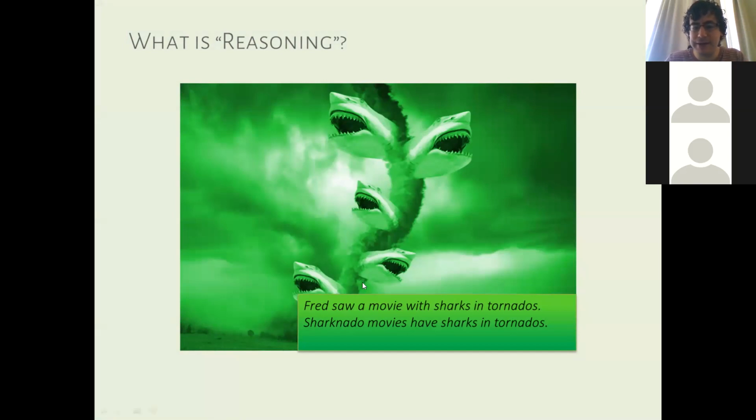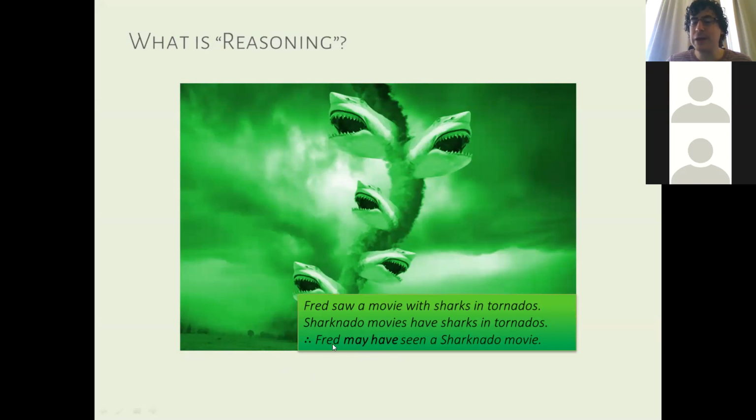An example: Fred saw a movie with sharks and tornadoes. Sharknado movies have sharks and tornadoes. So what could we maybe conclude here? We could conclude an explanation. We could find an explanation that fits the observations quite well. So we could say Fred may have seen a Sharknado movie. Now he may have seen another movie which has sharks and tornadoes, but essentially we use abduction to arrive at a likely explanation for the observations.